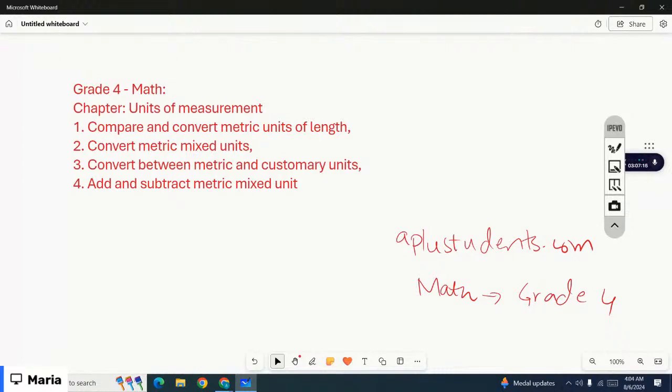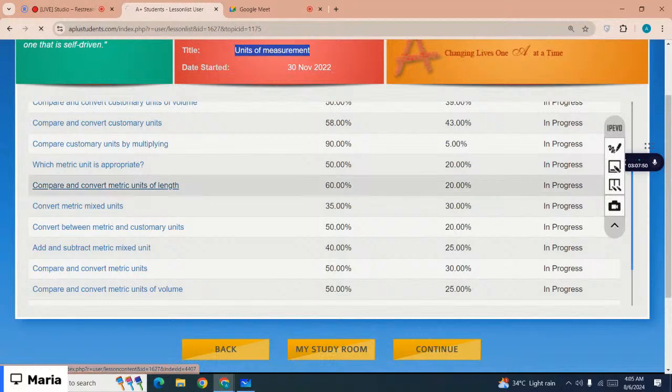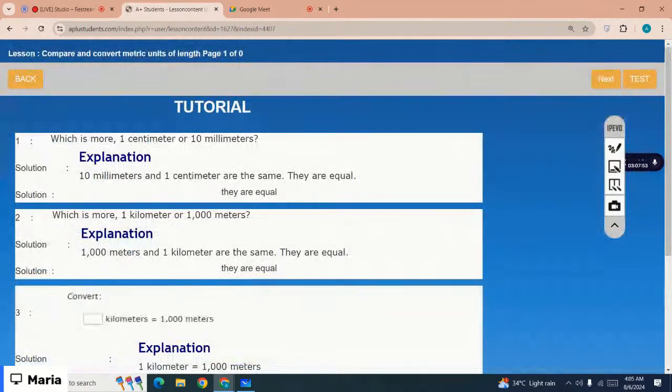We're going to start with the chapter unit of measurement. The lessons we're going to cover today are compare and convert metric units of length, convert metric mixed units, convert between metric and customary units, and add and subtract metric mixed units. So please make sure you have your notebook and pencil so that you can note down the important examples and definitions as well. Let's start with the lesson compare and convert metric units of length. So let's start with the example.